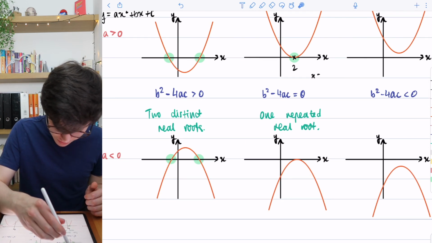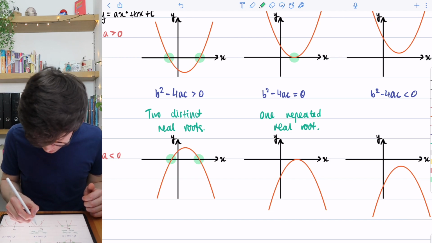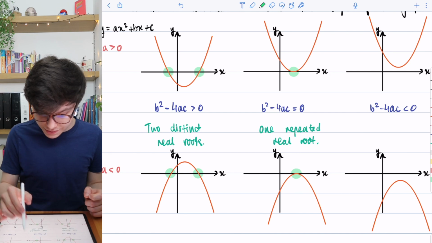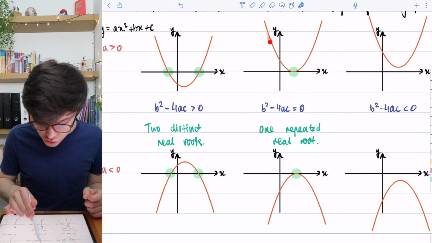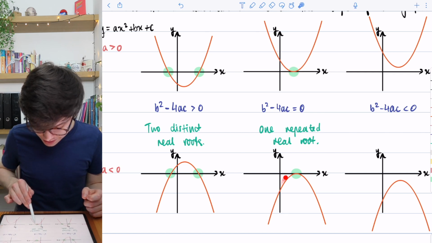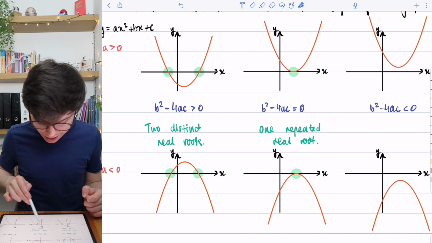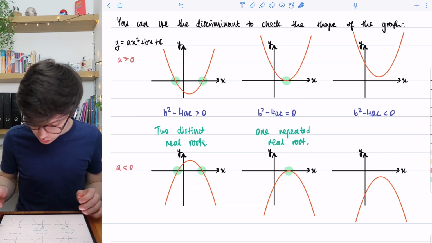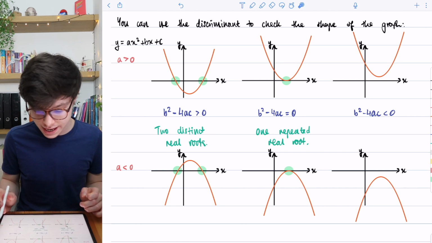So I'm just going to get rid of that example so we can have the green highlight. And also for the negative, we can see there is the root. So we can see when we've got a discriminant equal to 0, we get the turning point on the x-axis for both a positive and a negative. Okay? Right, let's have a look then at when b squared minus 4ac is less than 0.